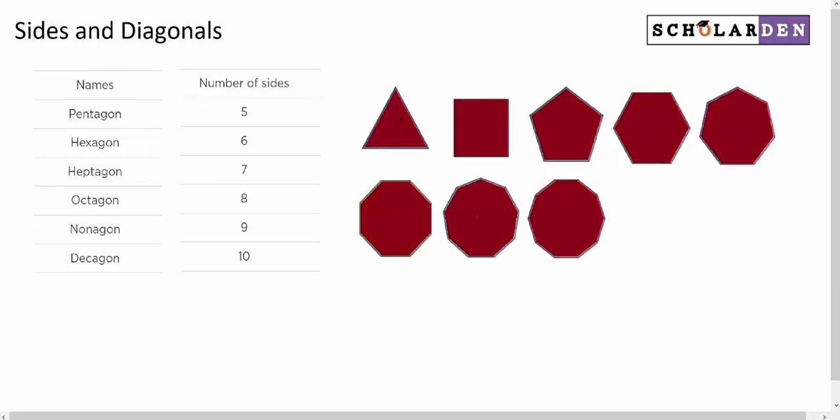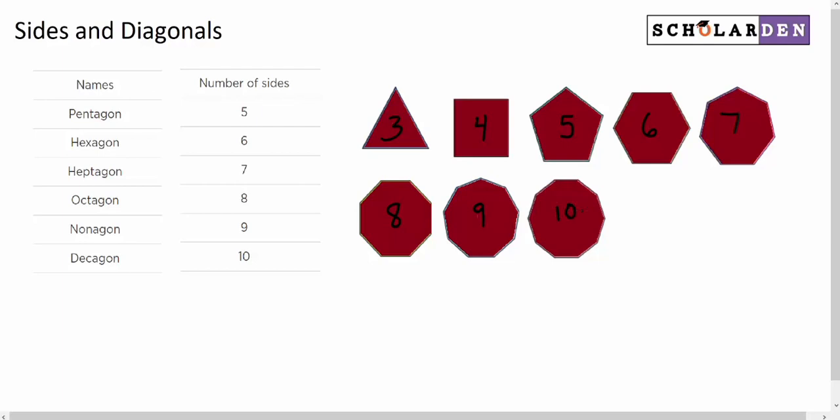So here we have a triangle with 3 sides, a square in this case with 4 sides, which is a quadrilateral, and then we come into the gons. Here's the pentagon with 5 sides, the hexagon with 6 sides, heptagon 7 sides, octagon 8, nonagon 9, and decagon has 10 sides.